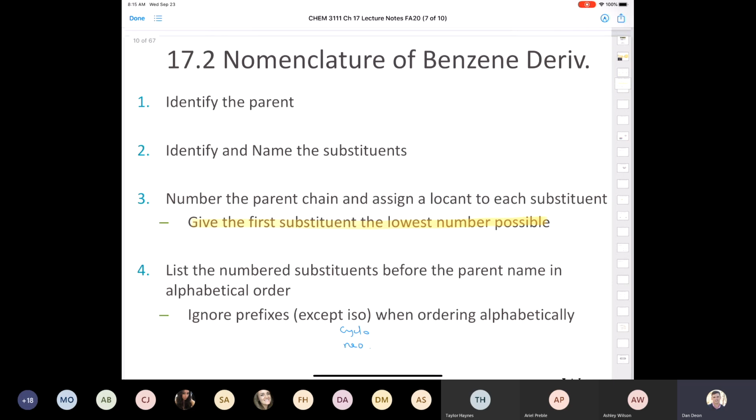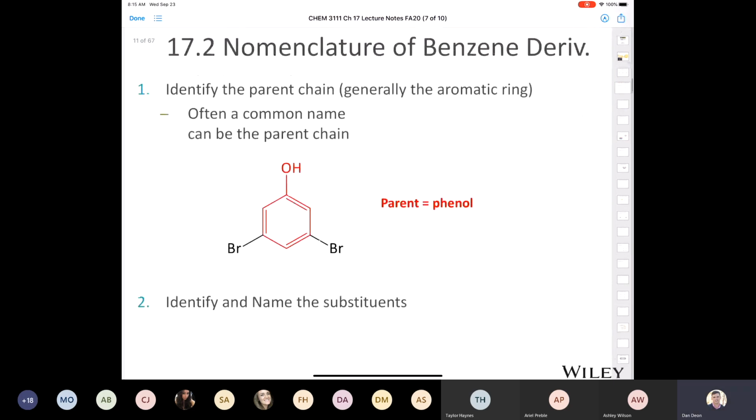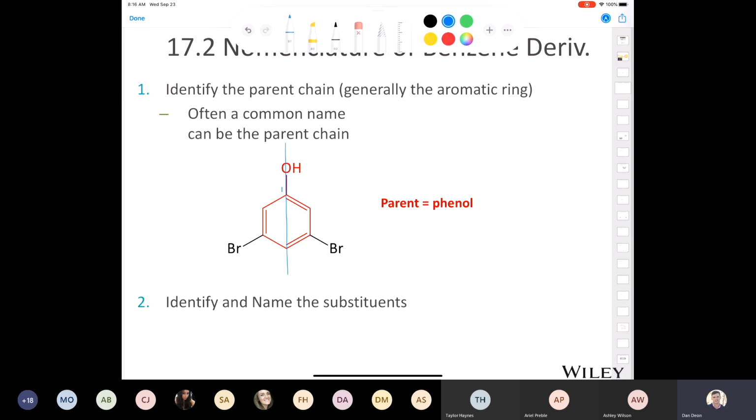Anyhow, so let's move on and take a look at an example that's shown here. What's highlighted in red is the parent chain, and you should all be able to identify that by now as phenol. And so we assume that the carbon that has the hydroxyl is going to be carbon number 1. Now there is a plane of symmetry going down this molecule, so I can number clockwise or counterclockwise. It doesn't matter which way I go.